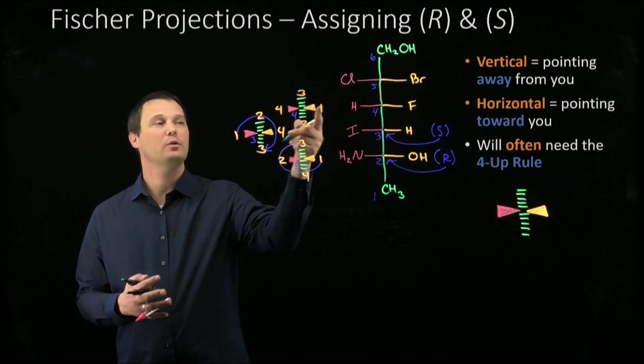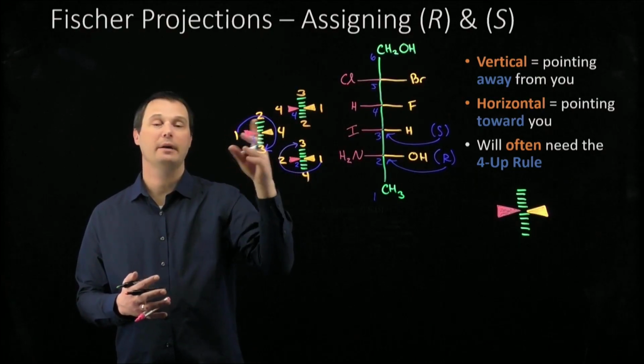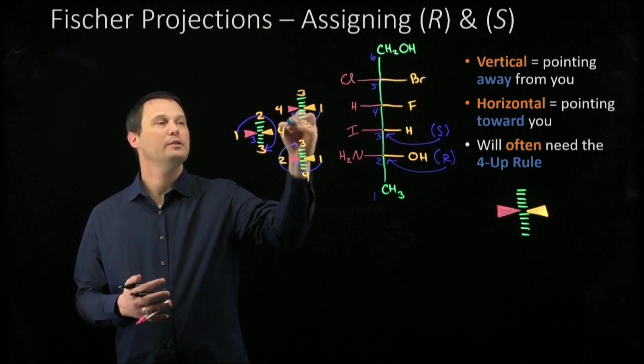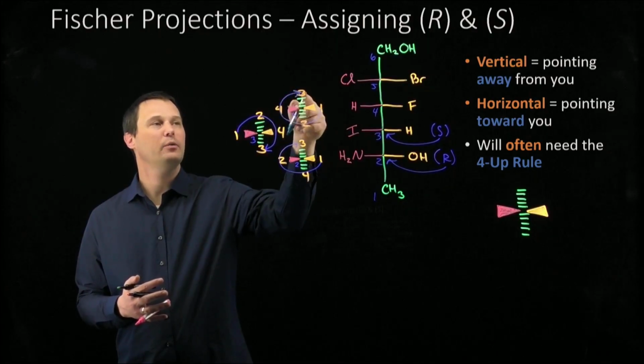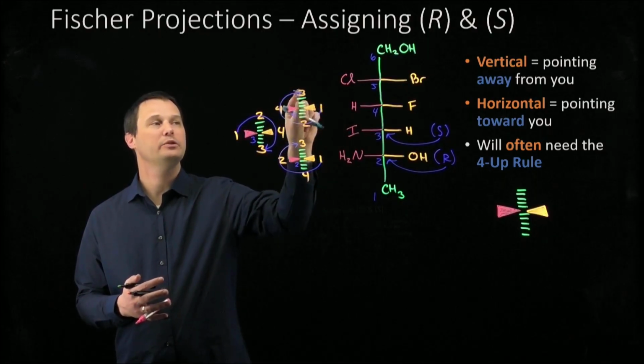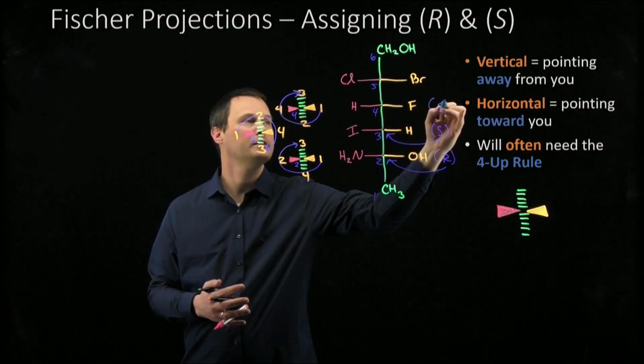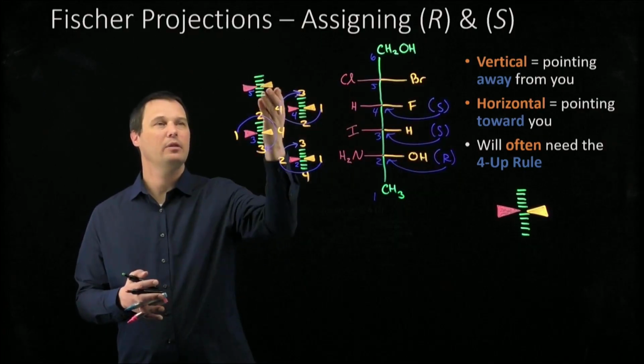Number 4 is on the horizontal bond. It's on the wedge pointed towards you again, so we'll use the 4 up rule. 1 to 2 to 3, ignoring 4, is a clockwise circle, which should be R. Because 4 is up, flip it. This stereocenter is an S stereocenter. Now we're ready for our last stereocenter.